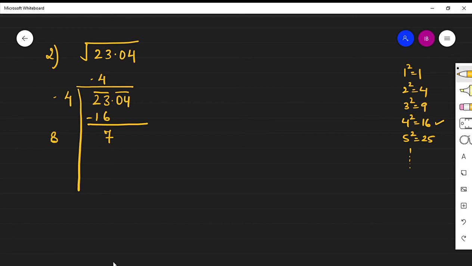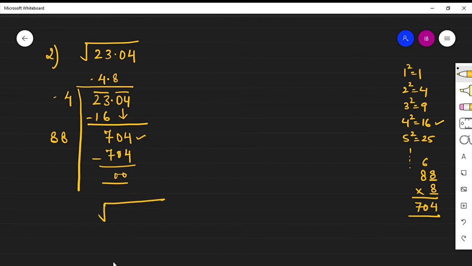Now we have reached the decimal part. Put the decimal here and copy the digits under the next bar as such, 704. Now work out what will be the digit over here so that we get 704 as the answer. Try with 8. 8 8 the 64, 8 8 the 64 and 6, 70. So it will go 88 into 8 is 704. On subtraction, the remainder is 0. Therefore, square root of 23.04 is 4.8.